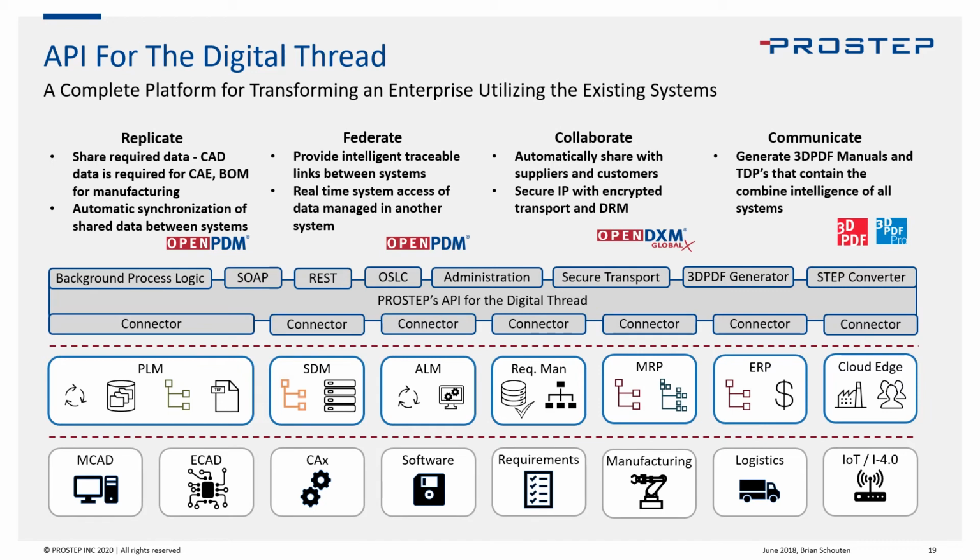So we provide connectors to these back-end systems and then provide different processing logic, interfaces, right, like OSLC for link data and SOAP and REST interfaces, and then also secure data exchange, PDF generation, STEP conversion, and other processes that are around that. So building a whole ecosystem where you can connect your data together independent of what domain you're in or what vendor you're using, and bringing together all these different systems under one hood.